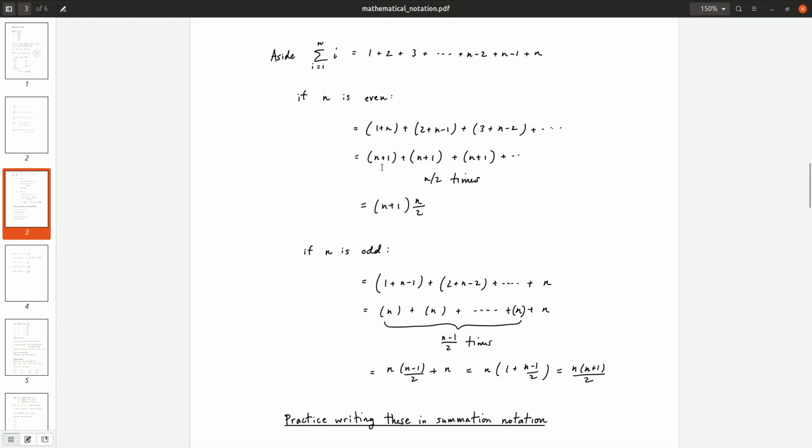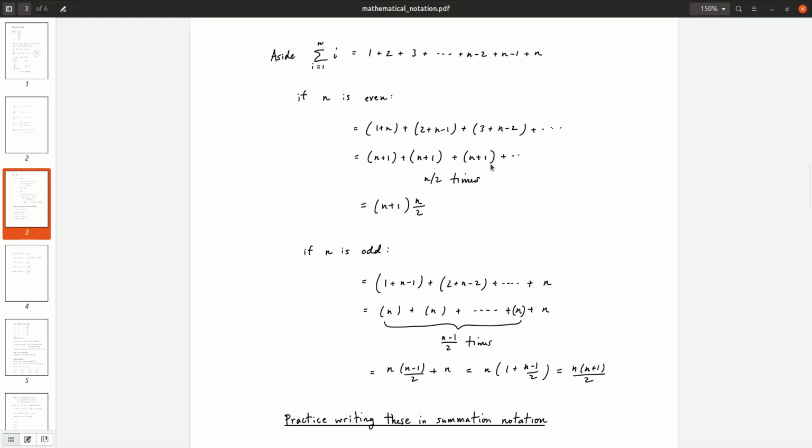So 1 plus n is n plus 1. 2 plus n minus 1, you get n plus 2 minus 1, which is n plus 1. And the same thing here, n plus 3 minus 2 is n plus 1. And then you count up the number of these.